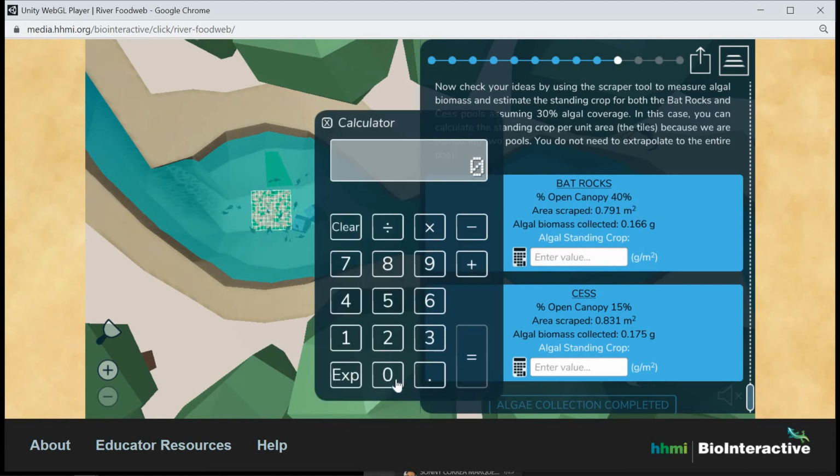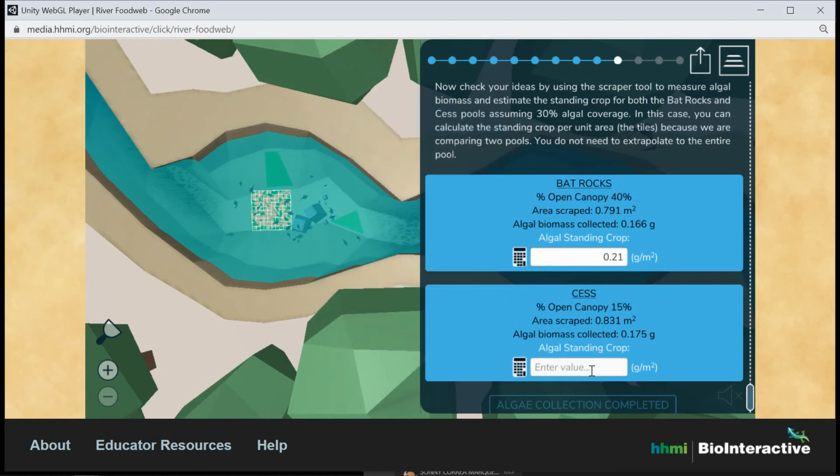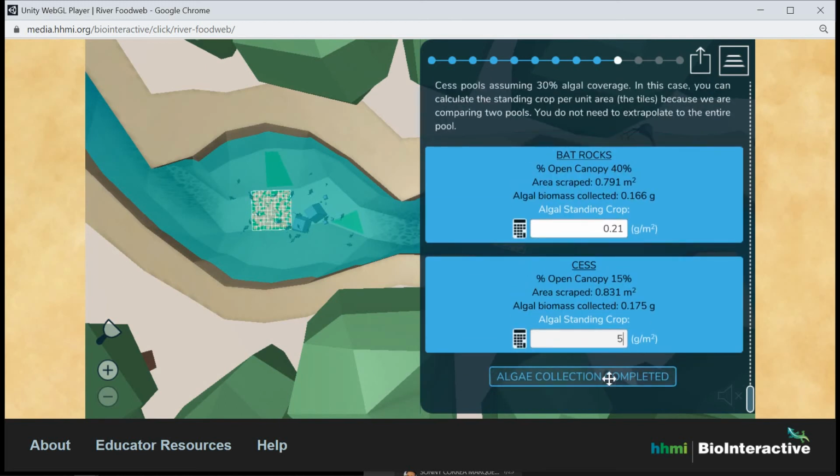So your smaller number, the biomass collected, the one that's on the bottom, the grams, divided by the one on top. For me, 0.791. Yours is going to be different. And that will give you how many grams per square meter of algae you have in that pool on the left. Okay, then you will repeat that exact same calculation down here. I'm going to just put in a random number.